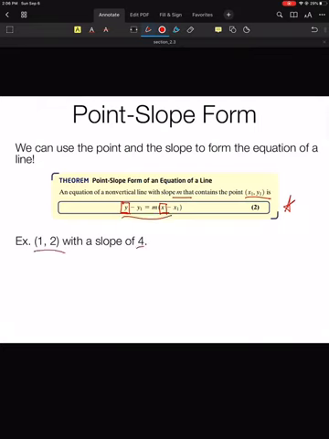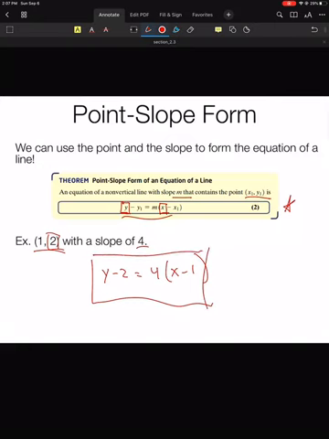I'm going to find the point-slope form of a line through 1, 2, with a slope of 4. So I say y minus y1, which is the y value of the point, 2, equals the slope, 4, times x minus x1, which is 1. And that is the answer. It is that simple. All you have to do is substitute the values into this equation.